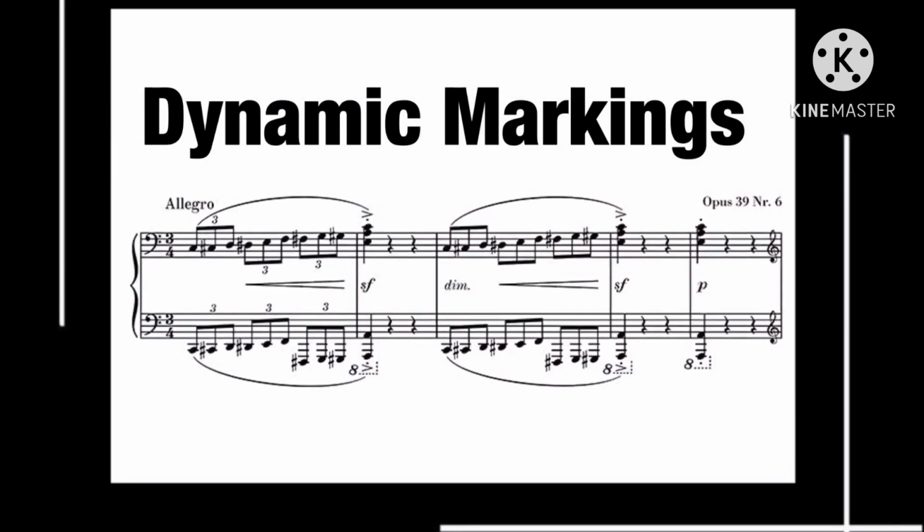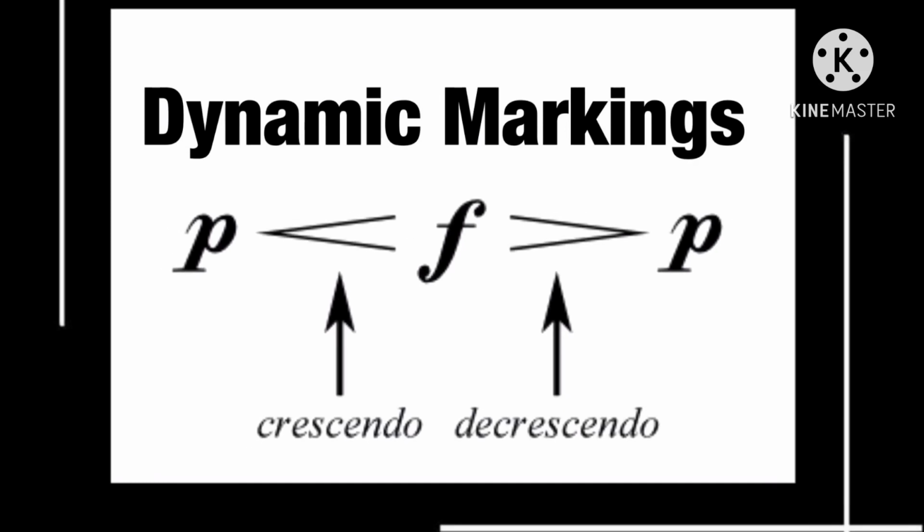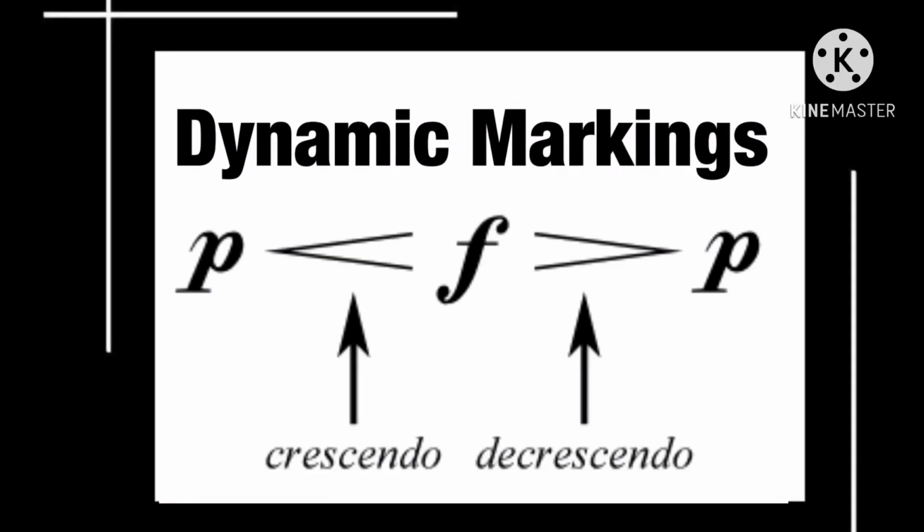Now I want you to look at this image. Now you will see that the more F it has, the louder it becomes. And the more P it has, the softer the music must be performed. Aside from those symbols, we also have other dynamic markings such as crescendo and decrescendo. Now for crescendo, if you're going to look at the symbol or marking, you will see that you will start soft and then gradually increase in volume. On the other hand, for decrescendo, you will start loud and then suddenly decrease in volume.